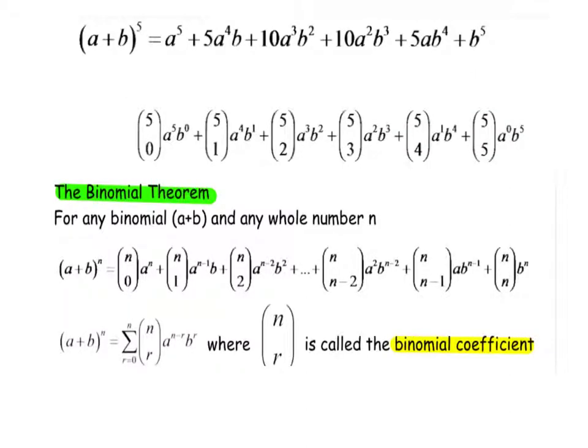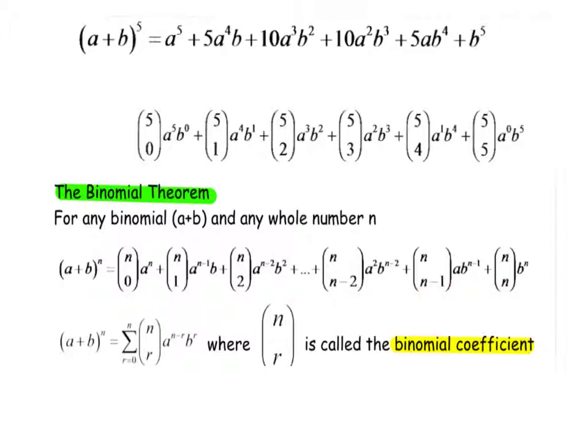If we look at the binomial expansion of a plus b to the fifth power, this is the expanded form. And this is the same expanded form written with combination coefficients. So for any binomial a plus b and any whole number n, I could have a plus b to the n power, and this is the expanded form.